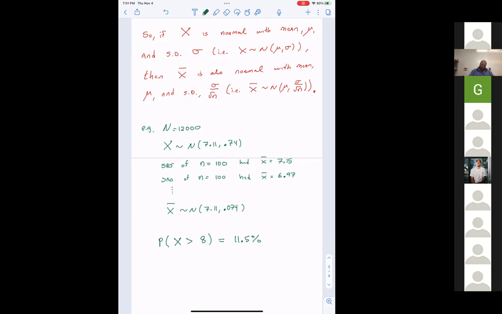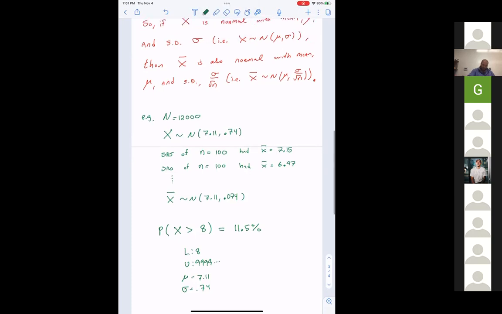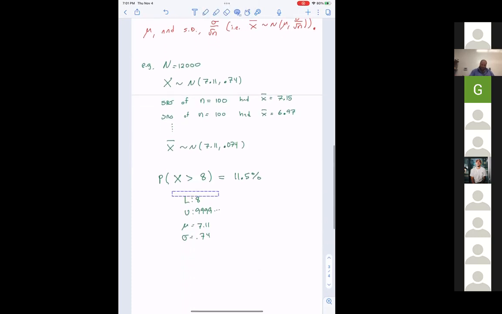Yeah. So on your calculator, lower is 8, upper is 9999, whatever. Mu is 7.11. Sigma is. Are you doing normal CDF? Yep, normal CDF. That's what this N stands for, right? It's normal. Okay. So you're with me? So what's your upper? Infinity. Oh, okay, that makes sense. Greater than 8, right? 8 and up. Oh, okay. That makes more sense.